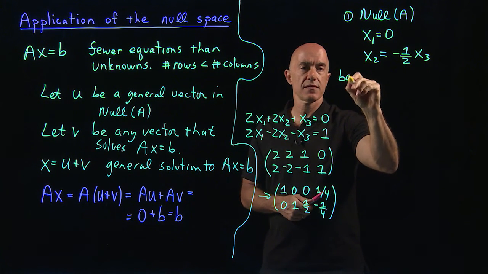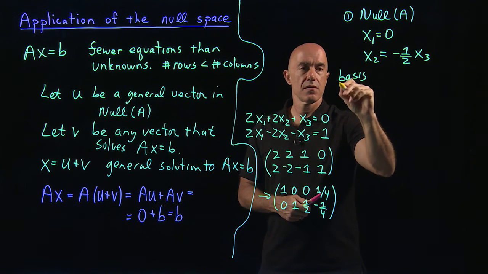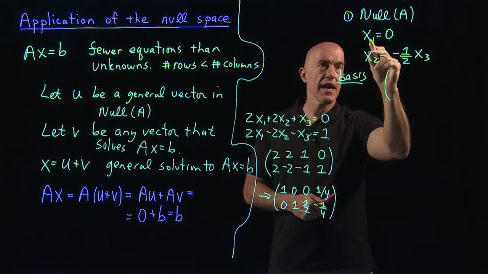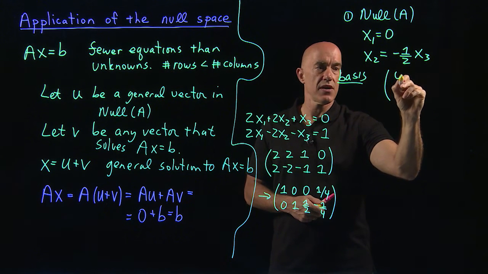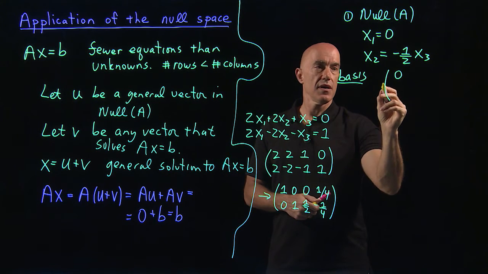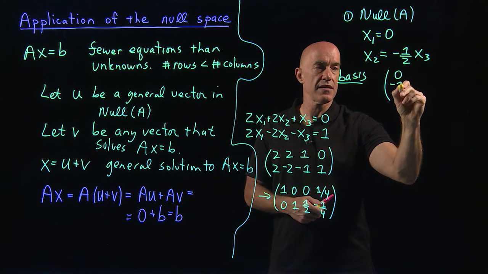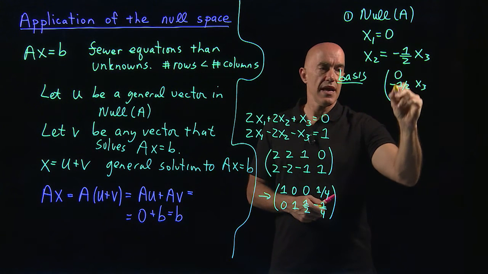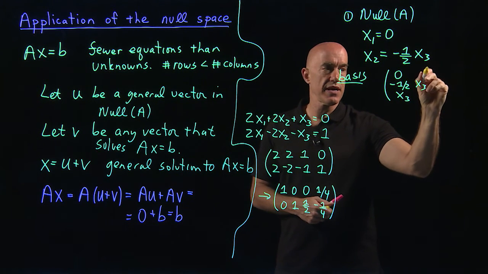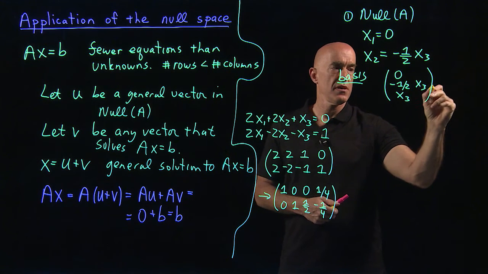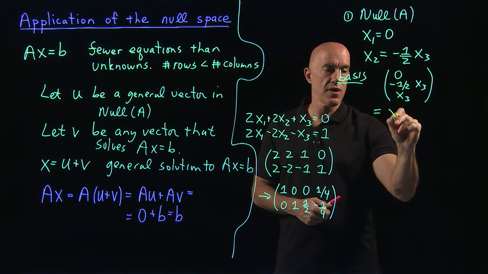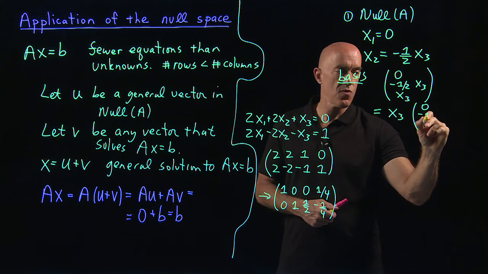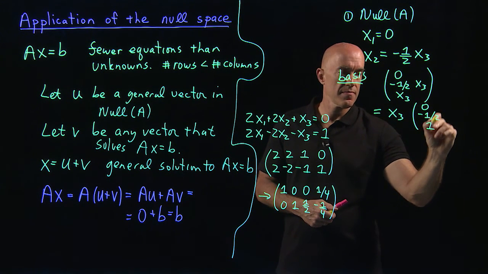So the basis we can construct from x1 equals 0. X2 is equal to minus 1 half x3. And x3 is x3. So x3 is the free variable. So this is equal to x3 times (0, minus 1 half, 1).